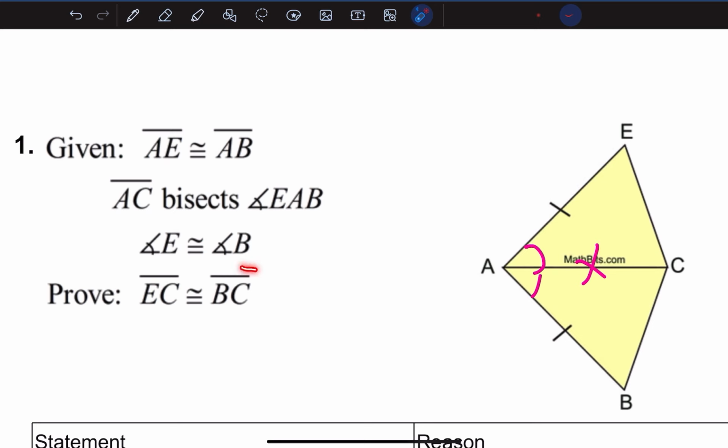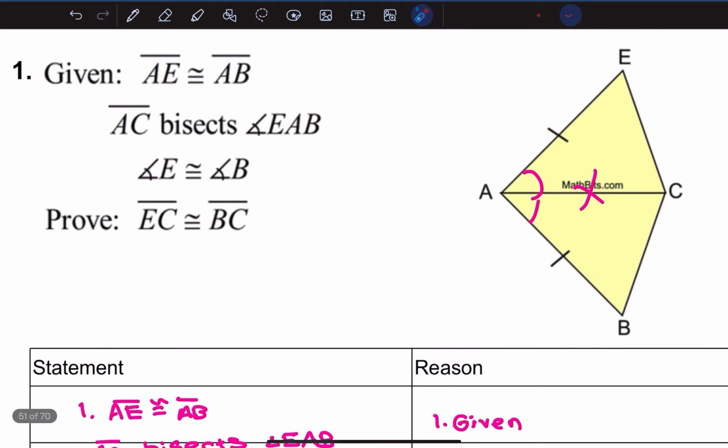Now, if you look at the prove statement, it's different. It's asking about a set of segments. So in order to prove that EC is congruent to BC, you first have to prove that the two triangles are congruent. If they are congruent, then you can say that because the triangles are congruent, all of the distances in corresponding segments have to be the same. Therefore, these two segments are the same.